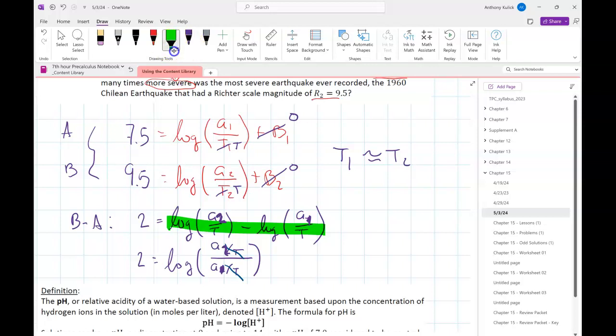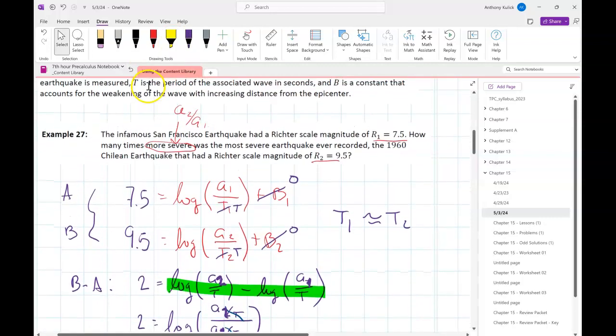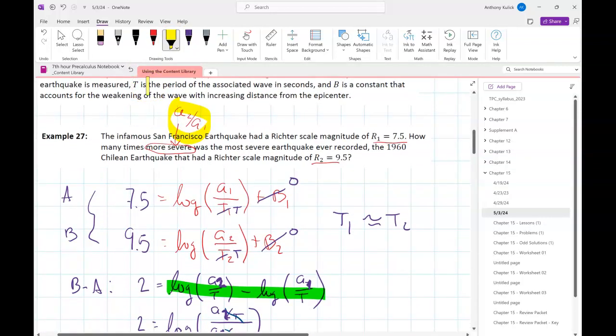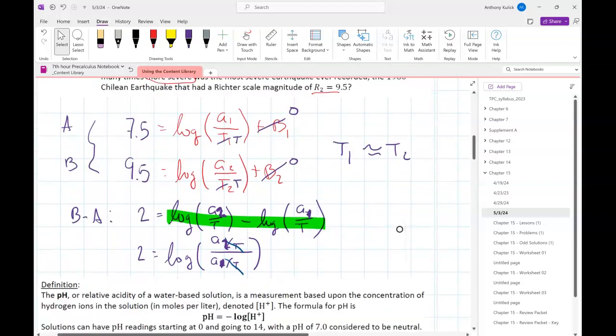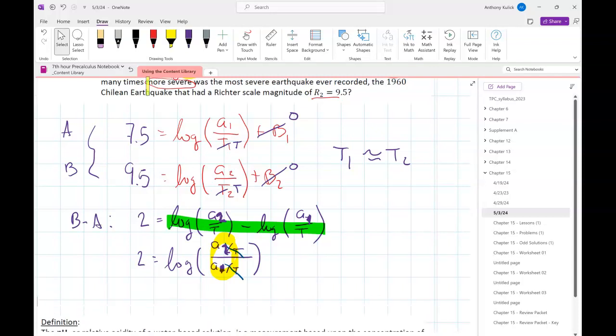So I notice now that I almost have what I'm looking for, right? That we want A2 over A1. And I see it right now. I have A2 over A1. I just got to get that log out of there. How do I cancel out that log that's in front?